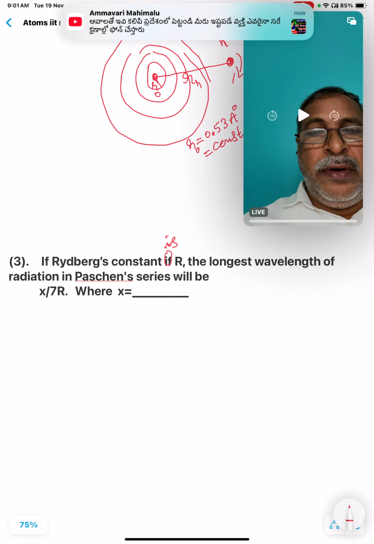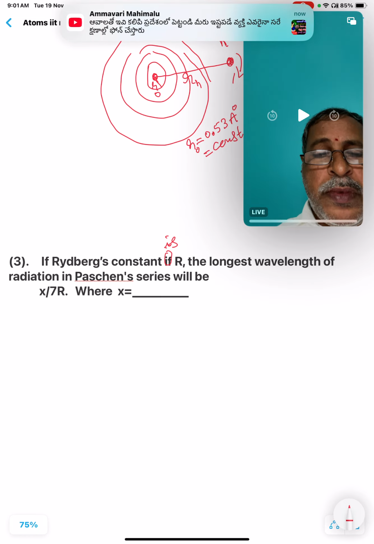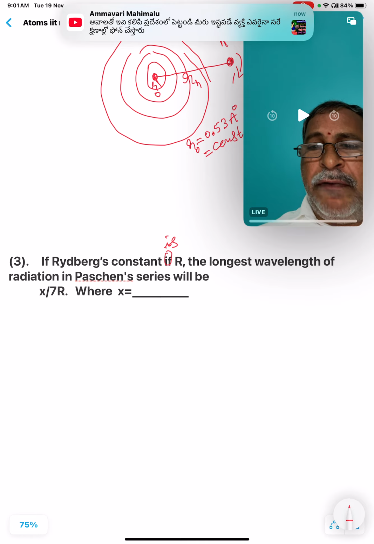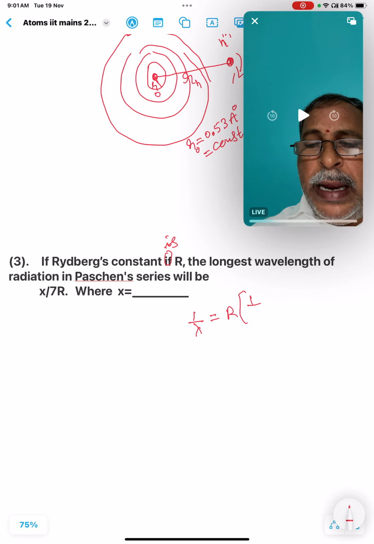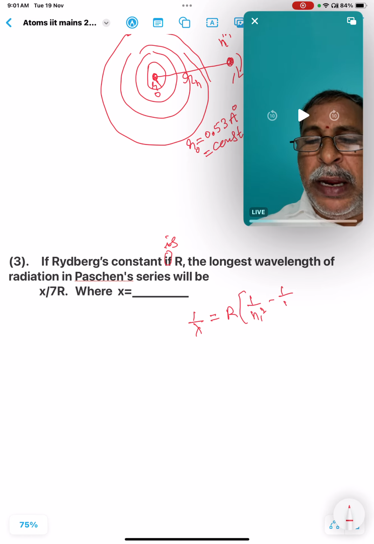Okay, right. So the Rydberg constant formula is what here? 1 by lambda is equals to capital R into 1 by n1 square minus 1 by n2 square.